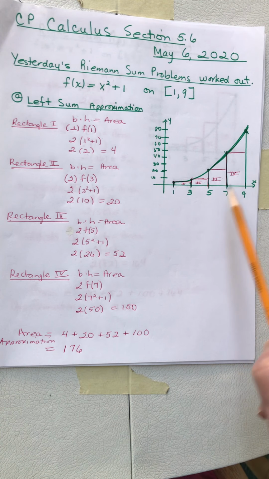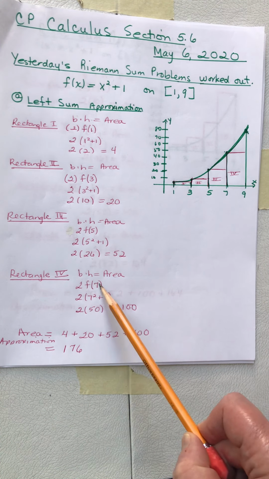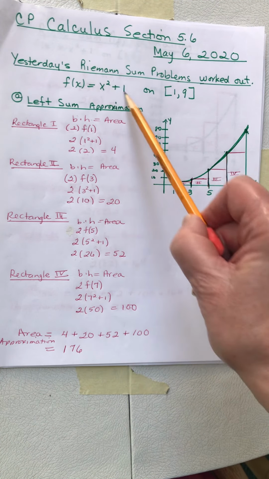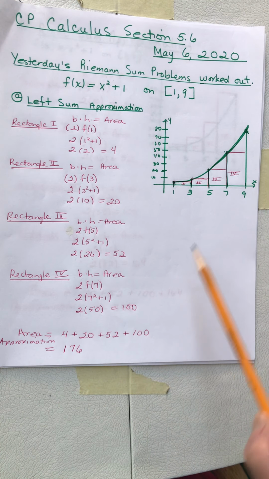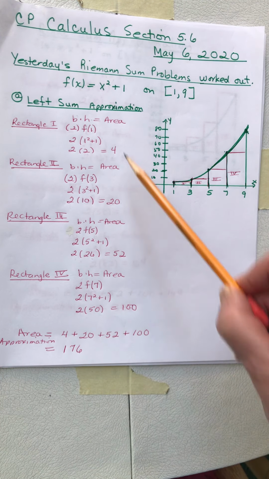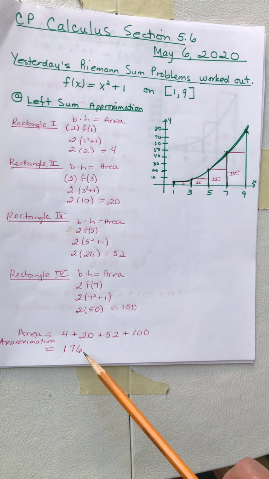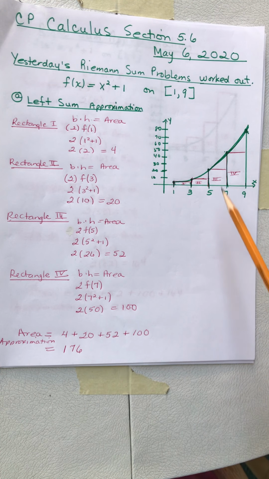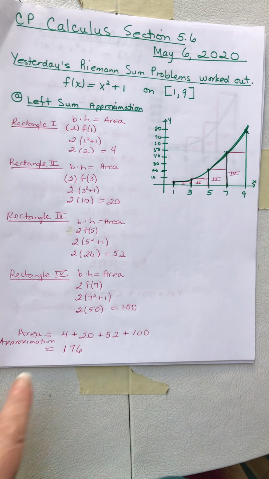For the fourth one, the base is 2, the height is f of 7. Plug 7 into our function, we get 7 squared plus 1, which is 50. So 2 times 50 is 100. That's the area of the fourth rectangle. We add them all up, 4 plus 20 plus 52 plus 100, and we get 176. We can see that it is an underestimation because we're missing this region between the curve and the x-axis and the boundaries of 1 and 9. Okay, so there you go with the left sum.